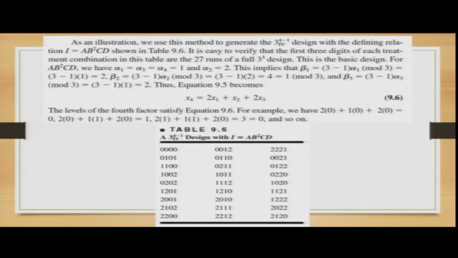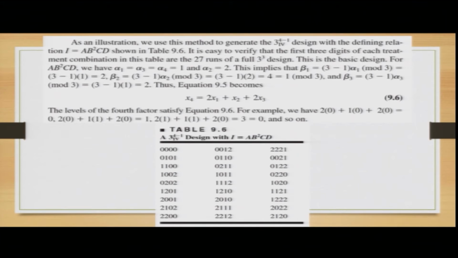For a b square c d we have accordingly a to the power alpha 1, so alpha 1 would be 1, then c is to the power alpha 3, so alpha 3 is 1, d is to the power alpha 4, so alpha 4 is 1, and b is to the power alpha 2, where alpha 2 is 2. This implies that beta 1 is given by 2 alpha 1, similarly at the modulus 3 level, and based on that we can calculate. So, thus the equation comes out to be x4 equals 2x1 plus x2 plus 2x3, and once we design the overall design levels.